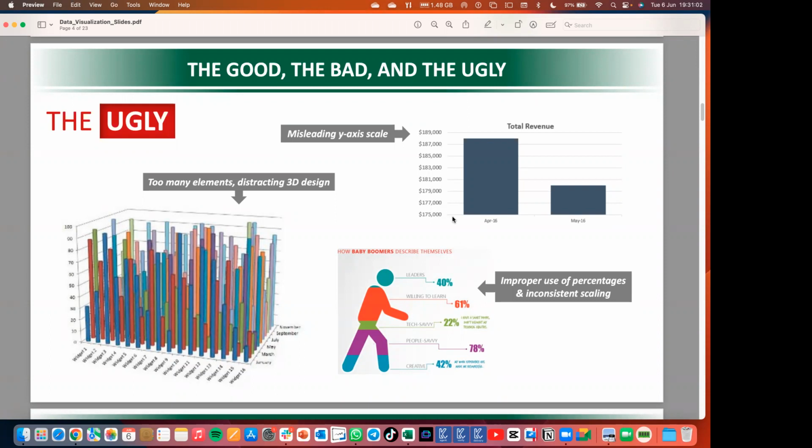Like here, we are telling a story that April was so much higher, yet the difference between April and May is just 6,000. Remember, already these 2 months are over 170, 180,000. So because of that 6,000, someone looks at April as if there was too much difference between April and May.